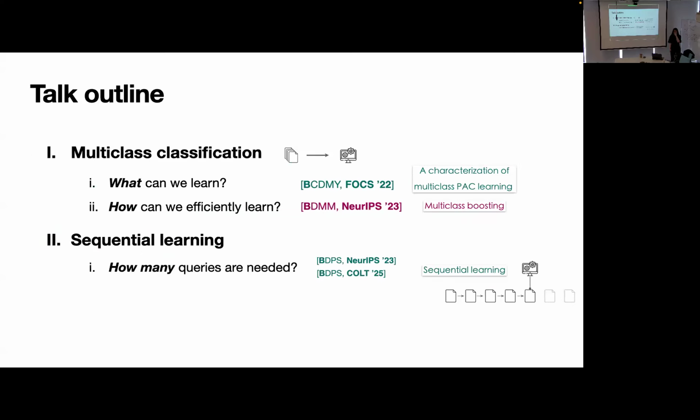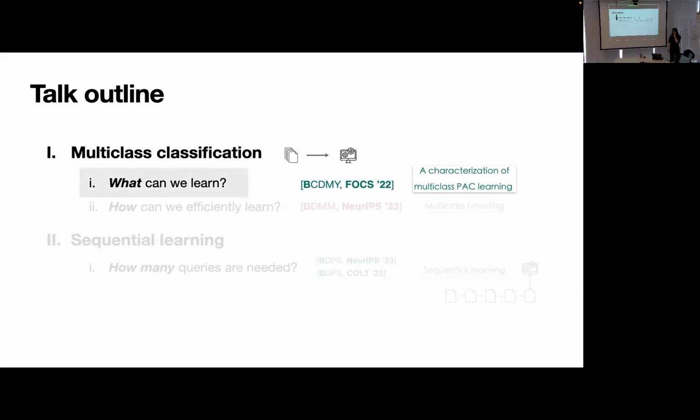Okay, so the outline of the talk, as I already said, most of the talk will focus on multi-class classification, first answering the question of what can we learn. So giving a characterization of the types of problems that admit generalization, and then describing a boosting algorithm. Then towards the end of the talk, I'll talk about sequential learning and bounding the number of queries that are needed to learn in this model. Good. So let's start with the first part of the talk, characterization of multiclass pattern learning.